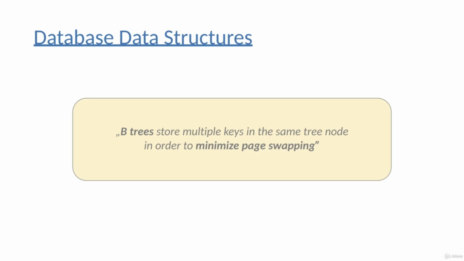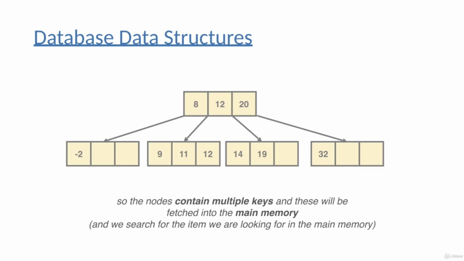So what can be the solution? The B trees store multiple keys in the same tree node in order to minimize page swapping. So what does it mean? If we store 3 values in a node, then what's going to happen? Whenever the operating system fetches a given node into the internal memory, we are not going to deal with a single key value, but we are dealing with multiple values.